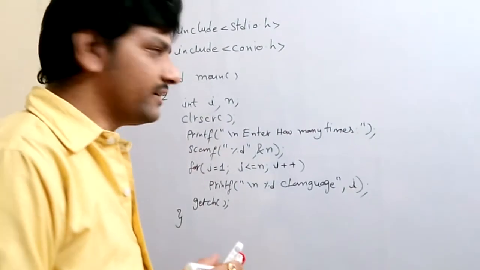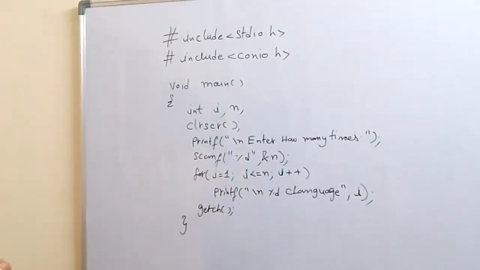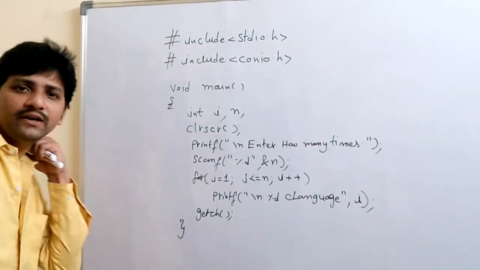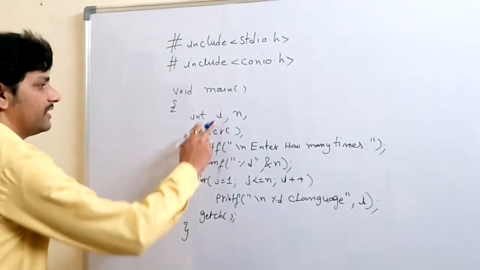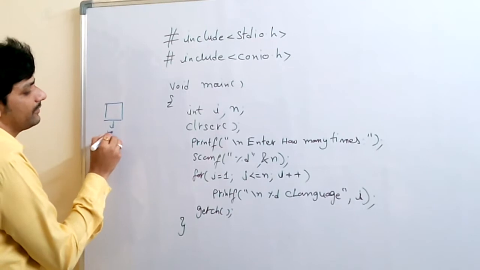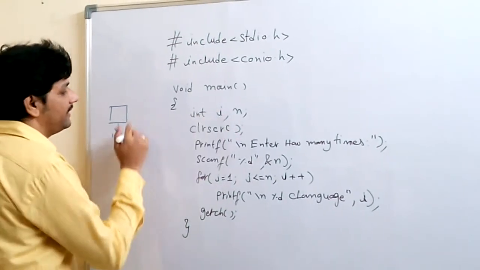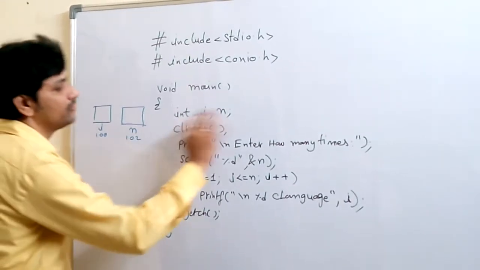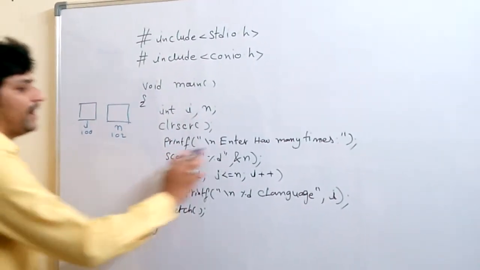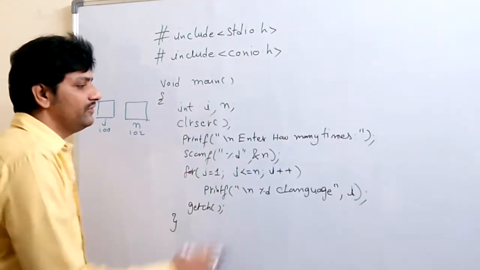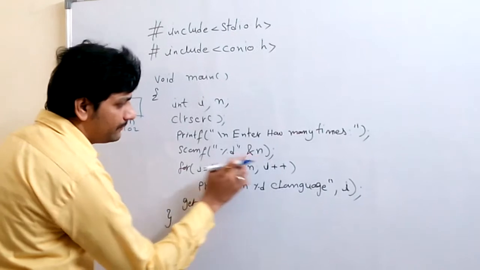Okay, let us understand. Whenever I declare the variables like i and n, i is having some memory. For example, i's address is 100 and n is also having some address like 102, because it is integer, 2 bytes difference. Now I asked the end user to enter how many times. Then he will enter the number.